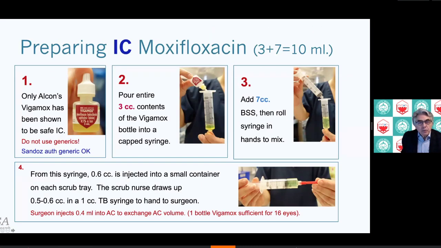So how do you make it up? I know that you can buy it, and I'll show you how you can buy it in India, but in Canada, we can't. We have to use Vigamox, or you can use the Sandoz authorized generic. We put the whole bottle of Vigamox in a syringe. We add Balanced Salt, 7 cc's, and we rotate it, and we can use this. And if you inject a bit of this on the tray for each patient, you have enough for 16 eyes from one bottle. So it's actually not expensive.